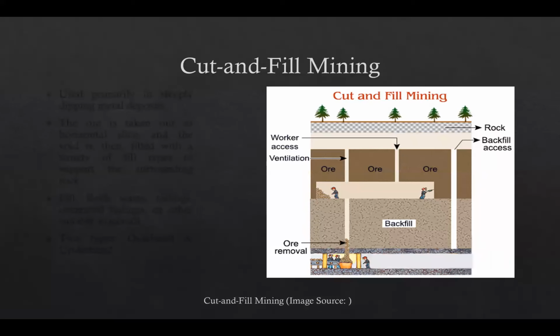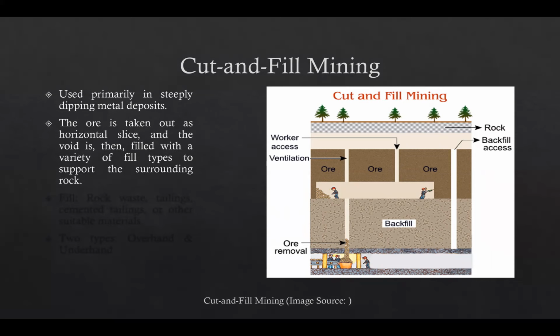Cut and fill is the first one in the supported underground mining methods, which is used primarily in steeply dipping metal deposits. It is the most common one in supported underground mining methods. The ore is taken out as horizontal slices, and the void or the opening is then filled with a variety of fill types to support the surrounding rock. This fill can be rock waste, tailings, cemented tailings, or any other suitable material that can provide the necessary support.